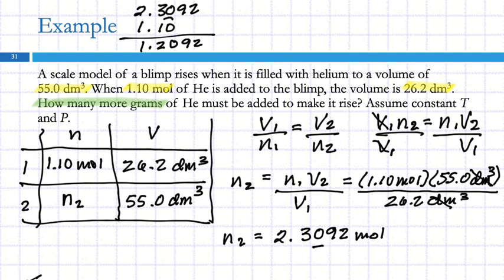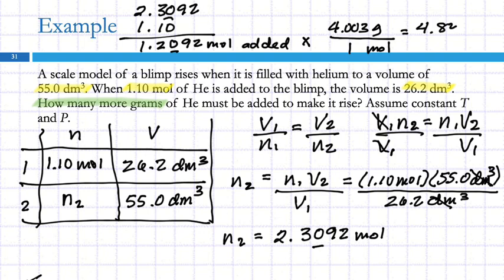I don't generally advise doing that, but I did it. I'm going to check. 1.2092. So that's the moles that need to be added. Could we find grams? Yeah, because that's moles of helium. So we can convert moles of helium to grams of helium using the molar mass of helium. .84 grams.